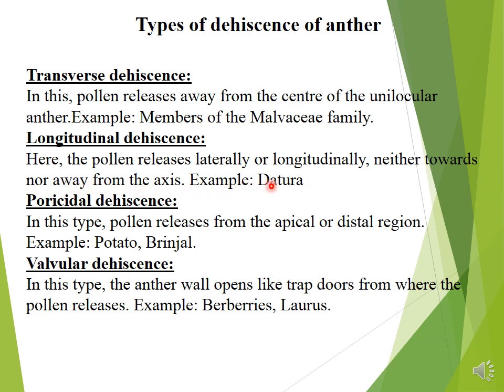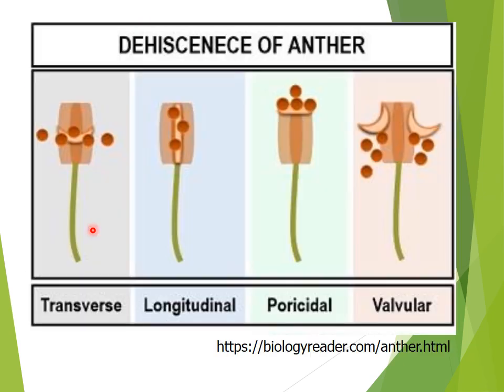Now in the next slide, you can observe through the arrows. Now see the dehiscence of the anthers. It is transverse dehiscence. Here, this is longitudinal dehiscence, lengthwise. So the vertical and horizontal dehiscence. This is the apical polar dehiscence, poricidal, and valvular. Through the trap door, the pollens are released.